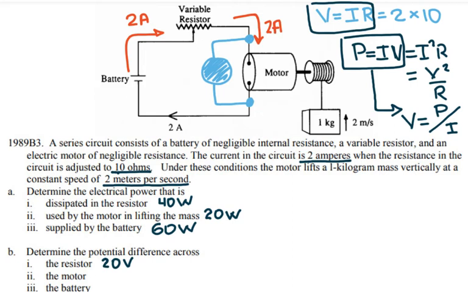So if I do my calculations, the voltage dropped on the motor is equal to the power on the motor, which we calculated is 20 watts, divided by the current through the motor, which is 2. That gives me the voltage dropped on the motor as 10 volts. So right here, I'm going to have 10 volts.